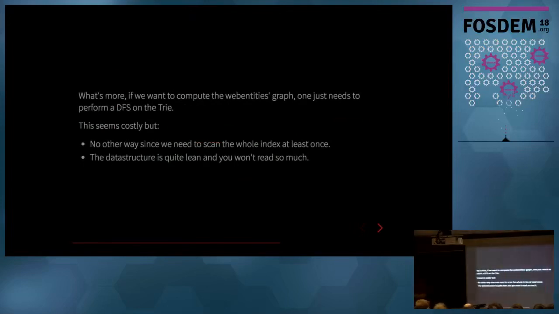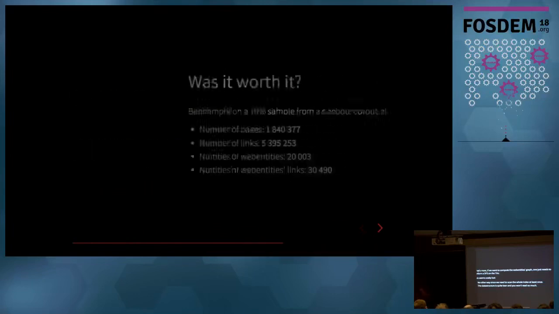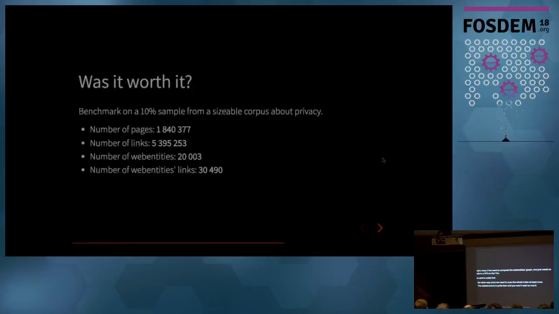Okay, so now, what's more, if you want to compute the web entities graph sitting on top of the web pages one, you just need to perform a simple depth-first search on the tree. This seems costly, and usually it is, but here there is no way around it because you have to scan the whole database at least once. And since the structure is quite lean and light, you won't need to read so much. Okay, so the question here is, was it worth it?